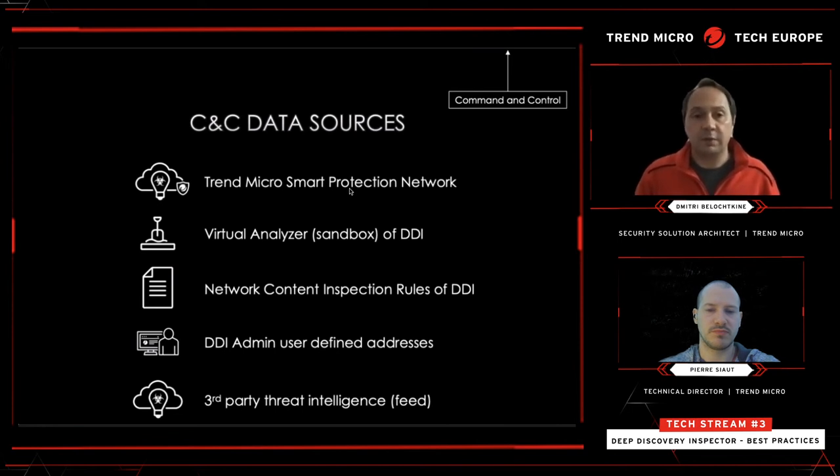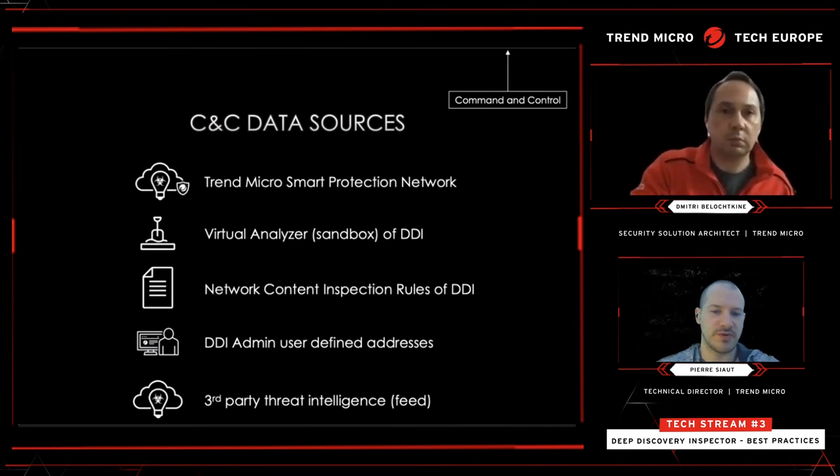But if it's not enough, and some customers also have a community, maybe industry-wise, maybe geographical, and they get third-party threat intelligence, you can apply it. You can apply it in different forms. Directly in DDI, you can put it in the form of files, maybe YARA rules, maybe OpenIOC, and so on. Can you maybe show some of the options?